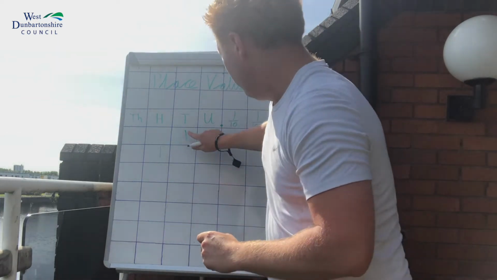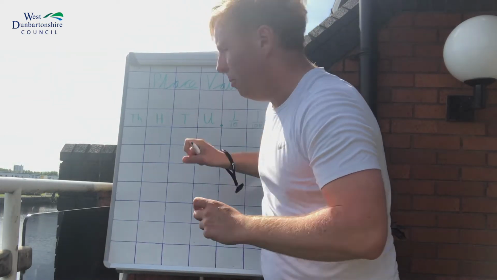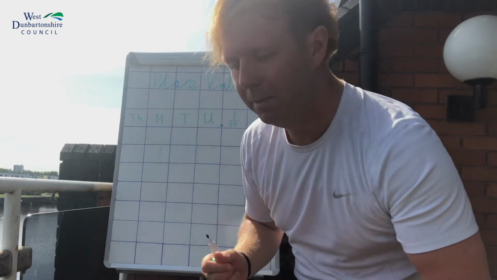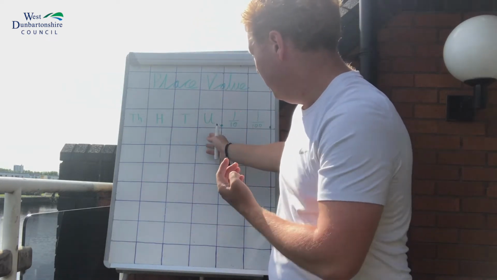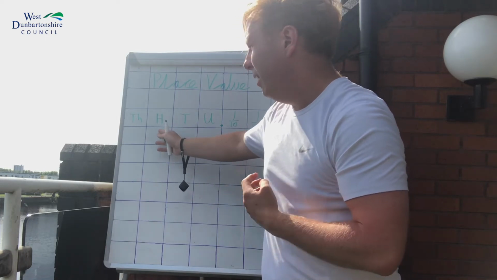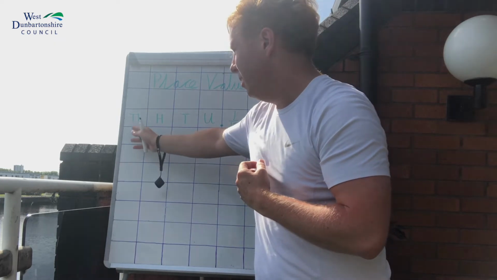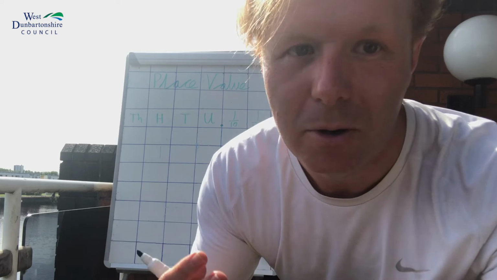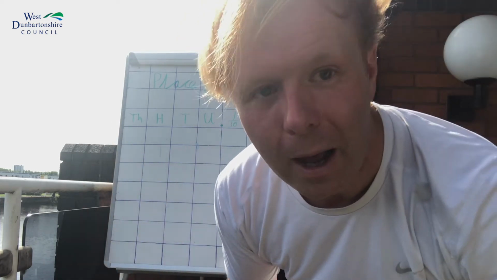And what then happens is that every time we move up, it multiplies by 10. So once you've got 10 units, it becomes a 10. 10 times 10 makes 100. 10 times 100 makes 1,000. 10 times 1,000 makes tens of thousands, hundreds of thousands, millions, tens of millions, hundreds of millions, and we go up, up, up, up as we go.